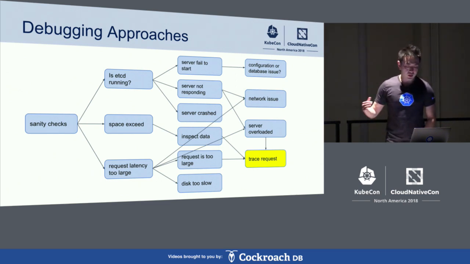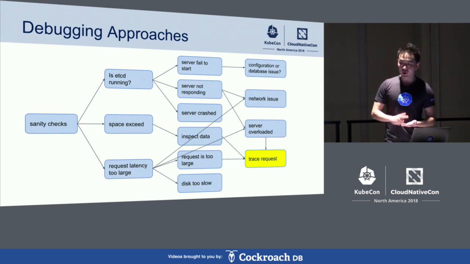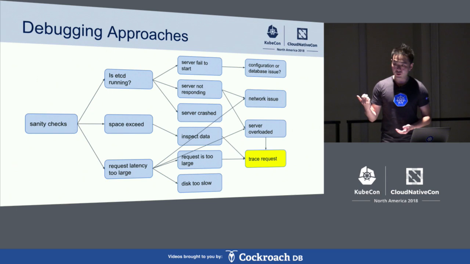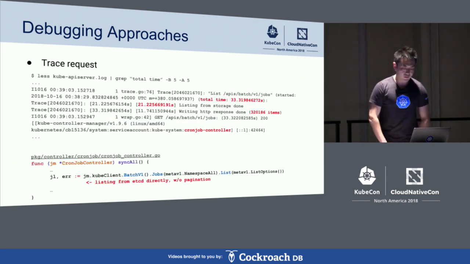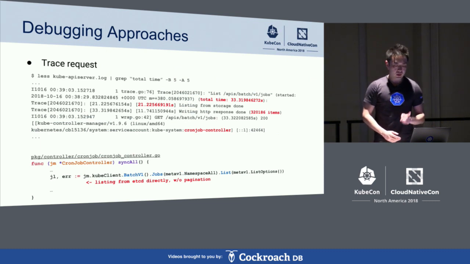Another example would be you started from the sanity checks and found that one of the requests is taking too long to respond, and the request itself is really large. It's probably reading a lot of things and you don't know who is reading that. In that case, you also might want to trace the request. Here I have a concrete example of how to do the tracing. This is an example from Kubernetes.